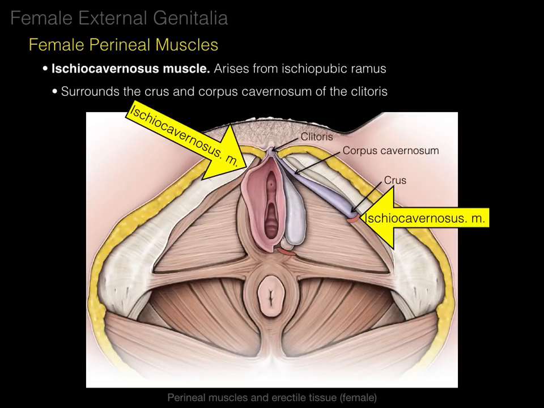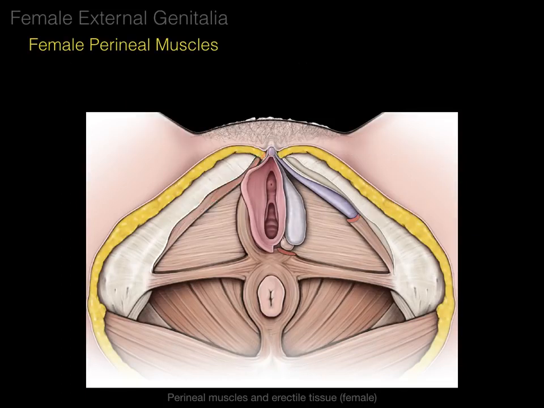And what this muscle does when it contracts is it helps to rhythmically contract during orgasm, and also its contraction helps to compress the erectile tissue. And there you can see the erectile tissue deep to the ischiocavernosus on the other side.